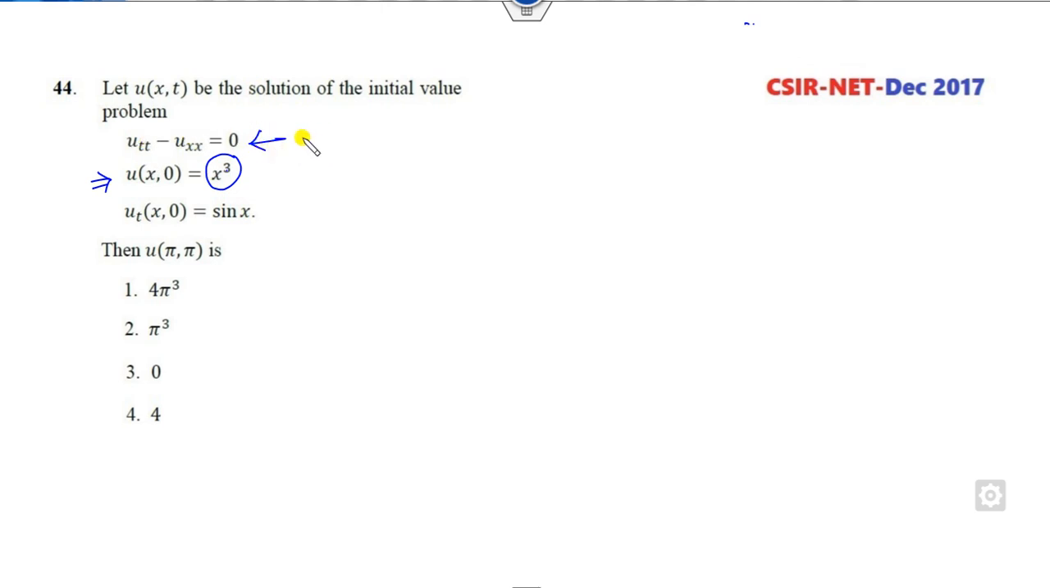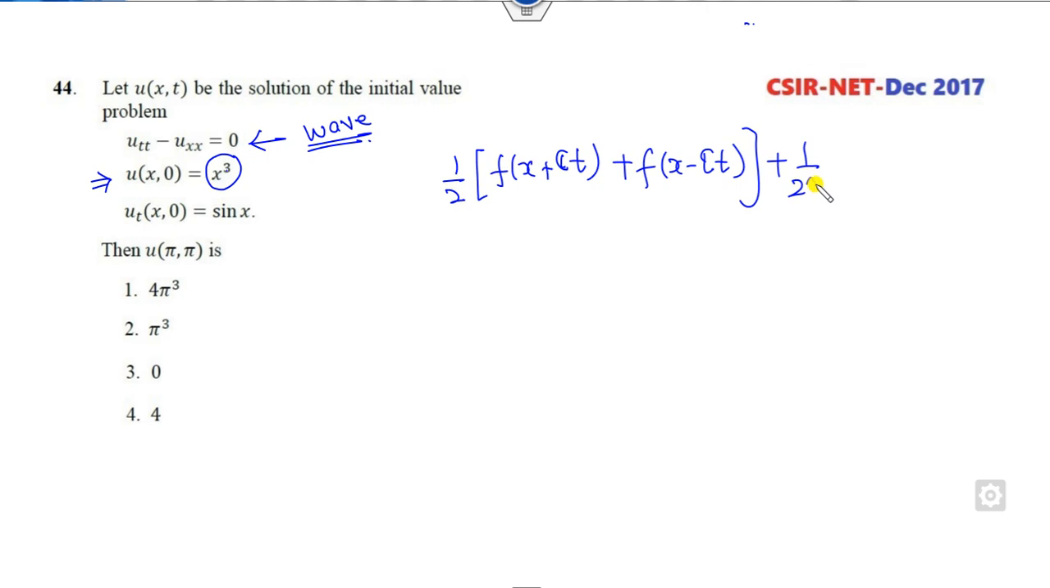Look at that, what is given to you? This is the wave equation. Fine, so we all know what the wave equation is. The solution of the wave equation is 1/2 of f of (x plus ct) plus f of (x minus ct), plus 1 over 2c times the integral of g over x minus ct to x plus ct. What are f and g? This is f, this is g.